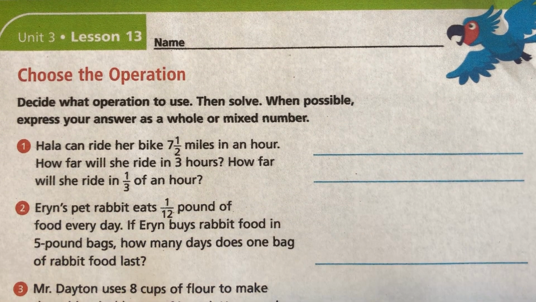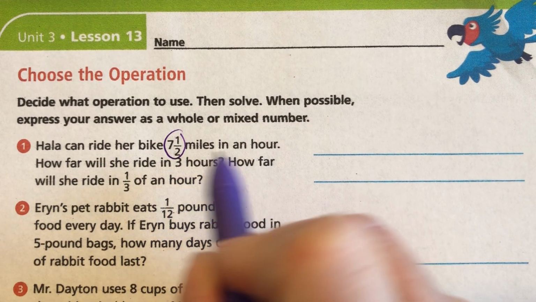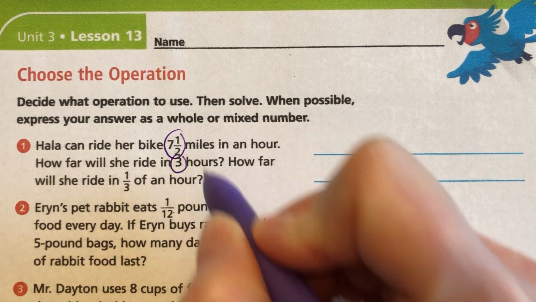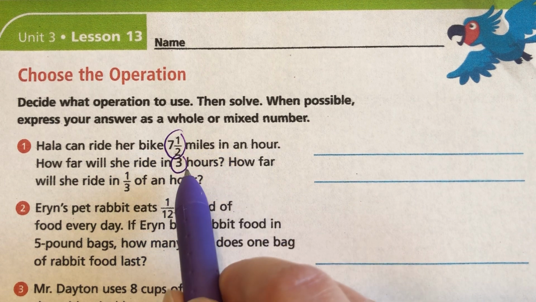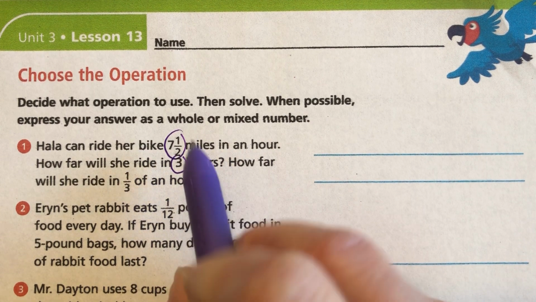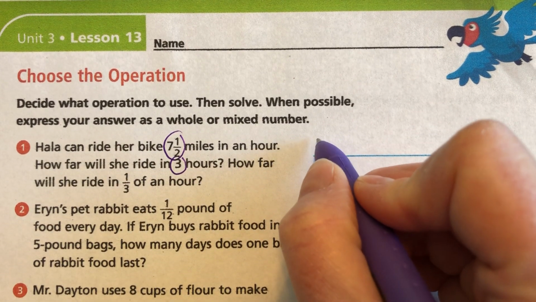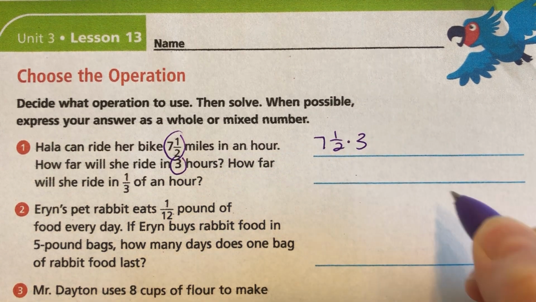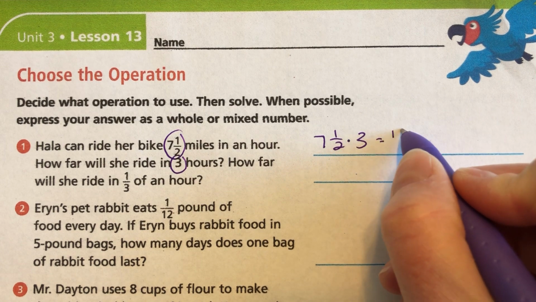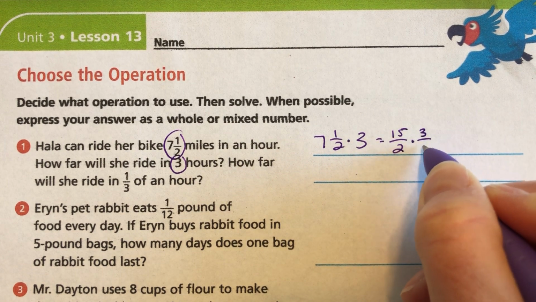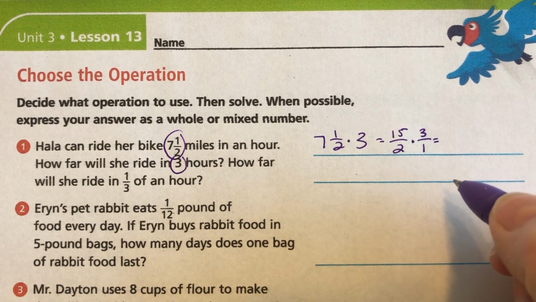All right, so Hala can ride her bike 7.5 miles in an hour. How far will she ride in 3 hours? So that's the first part of this, okay? So if she can ride 7.5 in 1 hour and I want to know how many in 3 hours, wouldn't it mean I'd have 7.5 3 times? So we would start off by doing 7.5 times 3. This would be multiplication. And I would change this to 2 times 7 is 14 plus 1 is 15 halves times 3 over 1. And we end up with 15 times 3 because we can't cross simplify.